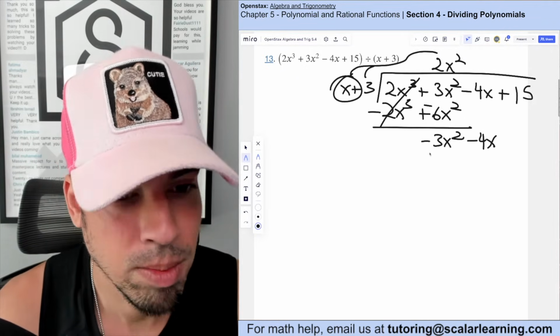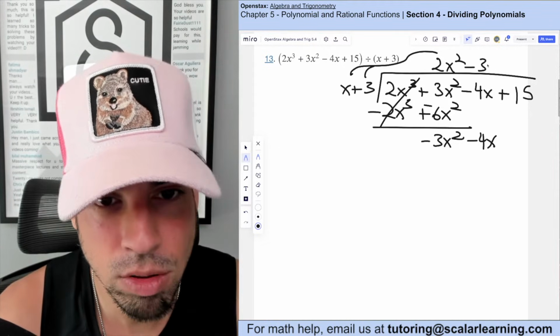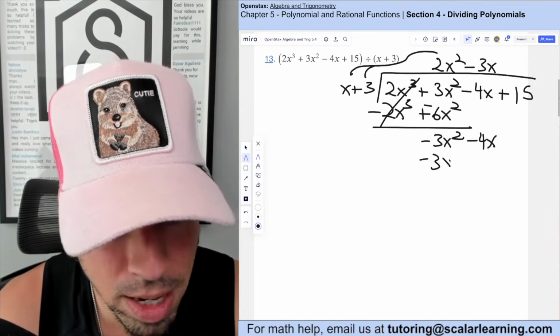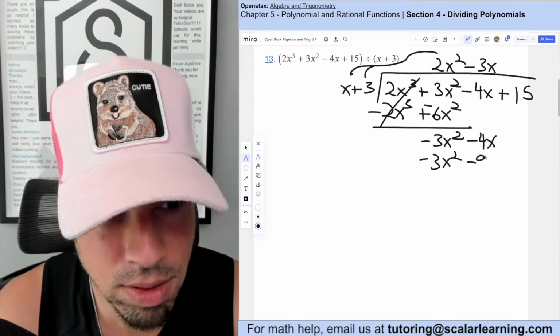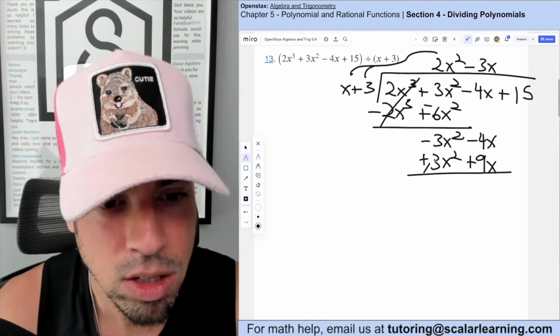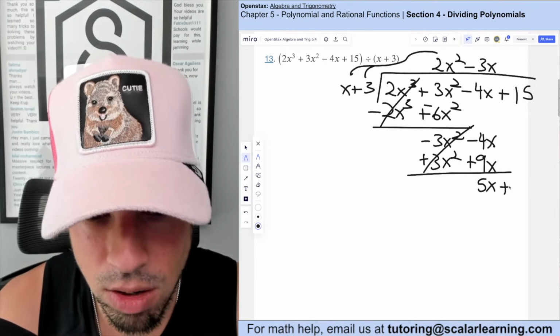And then again, how many times does that go into that? So I multiply by negative 3x, because when I do that, negative 3x times x gives us that exact match of negative 3x squared. Negative 3x times positive 3 is negative 9x. And then again, we subtract, aka negate. Those cancel out. Negative 4x plus 9x is 5x. And then we bring down that 15.